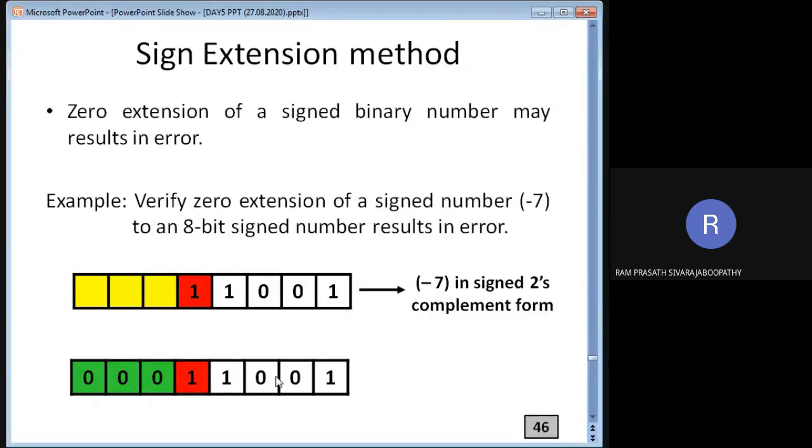இங்க பாசிட்டிவா மாறி போயிடுச்சு. கரெக்ட்டா? சோ இதோட ஈக்குவலன்ட் வேல்யூ என்னன்னு பாத்தீங்கன்னா +25. In signed 2's complement form the value is +25. So நம்ம என்ன ரெப்ரசன்ட் பண்ணிருந்தோம் மேல?